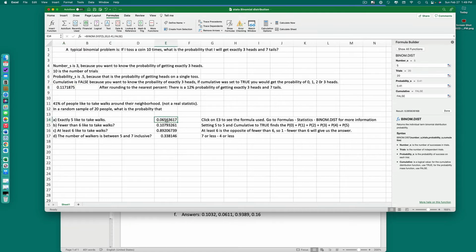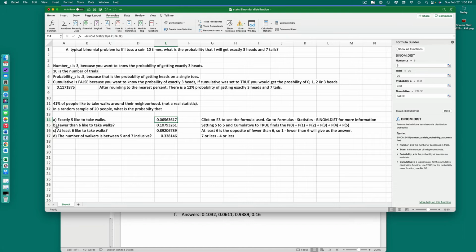Okay, so we're going to go over here and fill this out again. The success is 5 people taking walks. We're surveying 20 people. The probability for each person is 0.41. And we're setting cumulative to false because we're looking at exactly 5 people. And it turns out to be 6.5%.